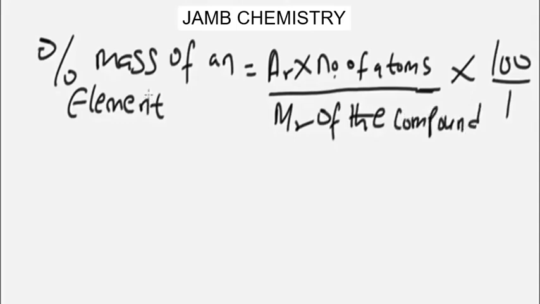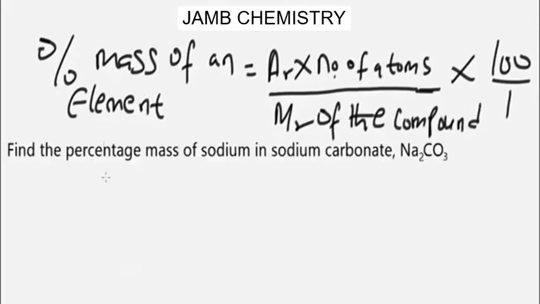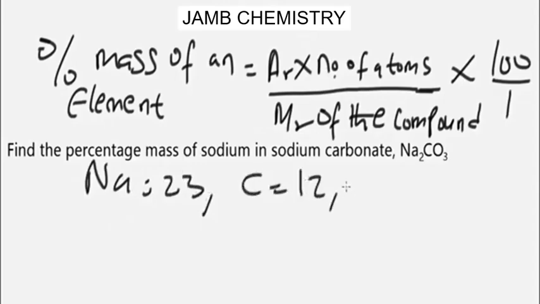Now let's look at a typical example. Let's look at this question. It says find the percentage mass of sodium in sodium carbonate. This is the formula we are going to apply. Given the relative atomic masses of the elements, we have sodium to be 23, carbon to be 12, and oxygen to be 16.